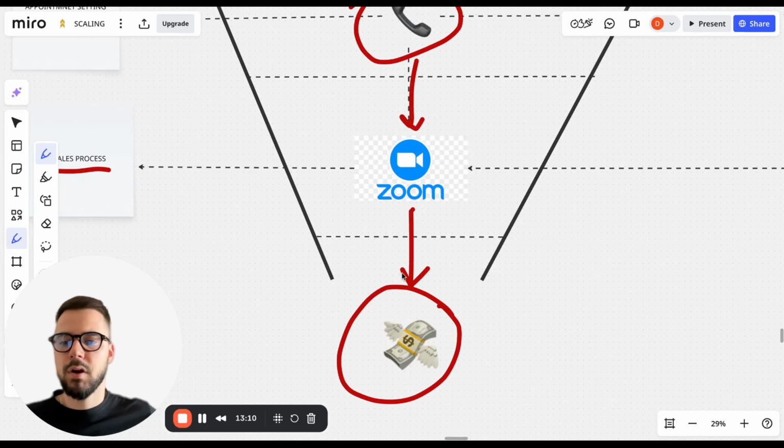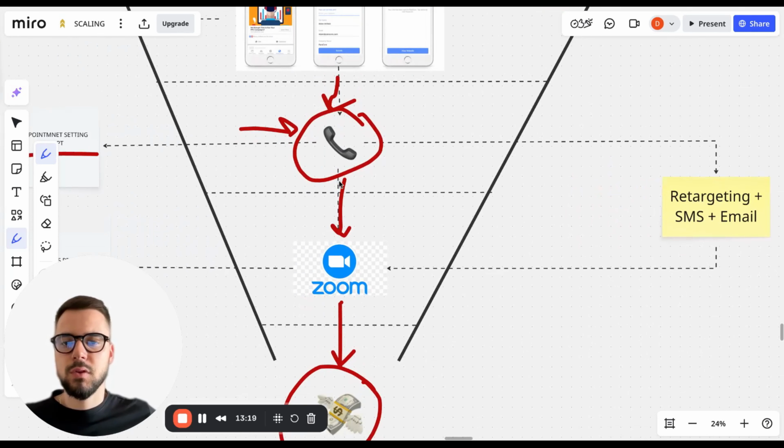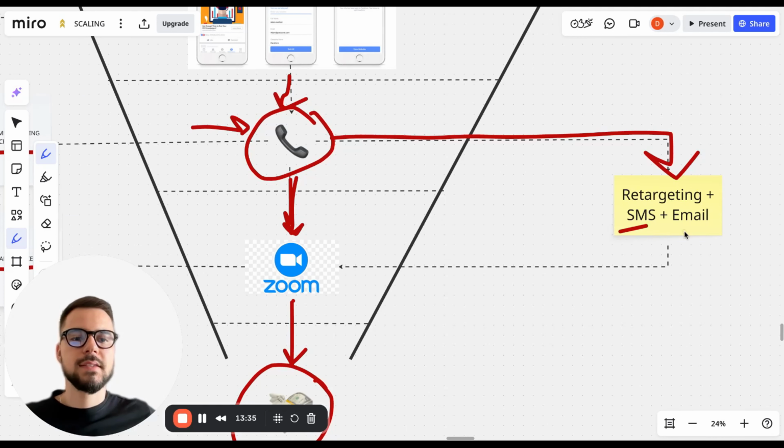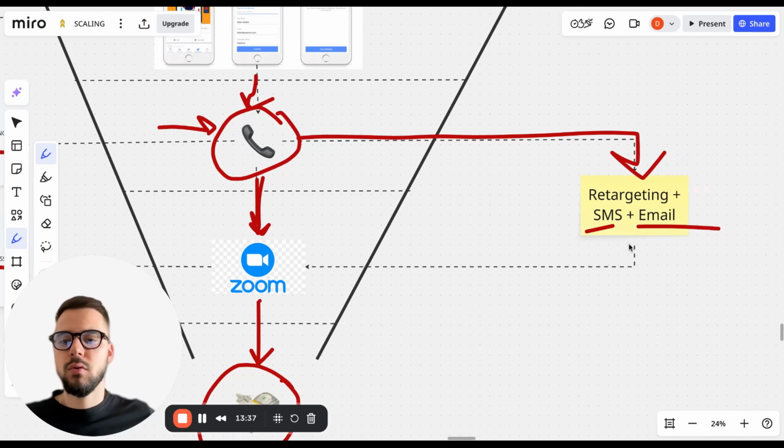And also something very important is we don't just want to set and forget, which is pretty much what a lot of people are actually doing. We want to have AI doing the retargeting and also sending SMSs and emails, so they're constantly reminded about our offer, our company, and about the call. So we have a show rate that's higher than 70 or 80%, which is very important.